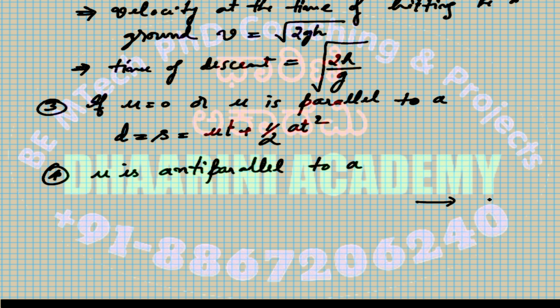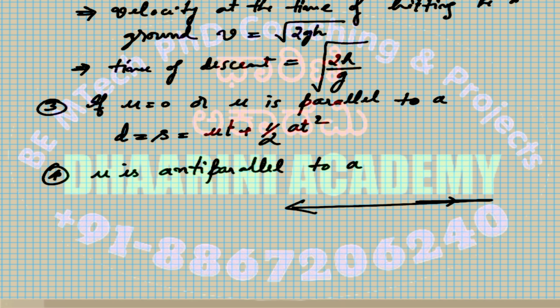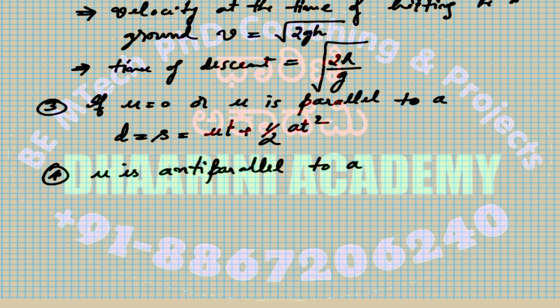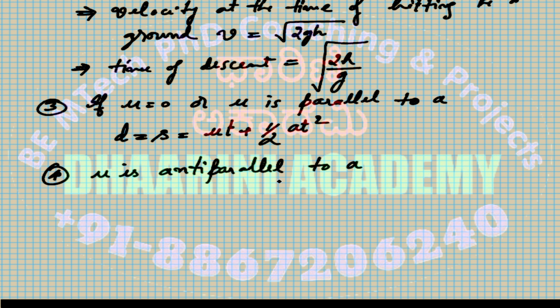It moves, it stops, and then starts moving in the opposite direction. So you see, displacement is different, distance is different in this case. So let us calculate. If u is anti-parallel to a, then displacement s is still calculated using the same equation, that is ut plus half at square.